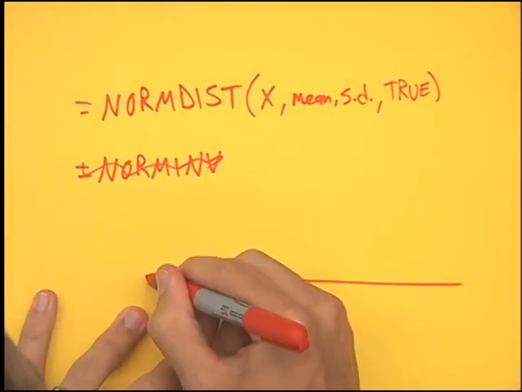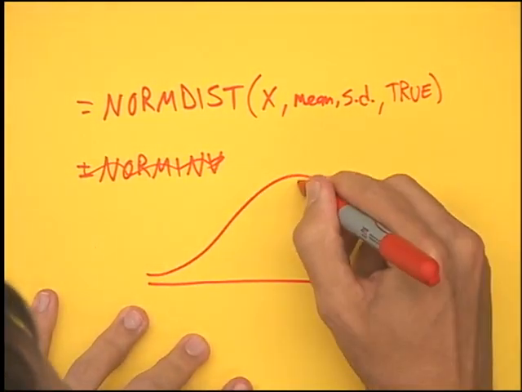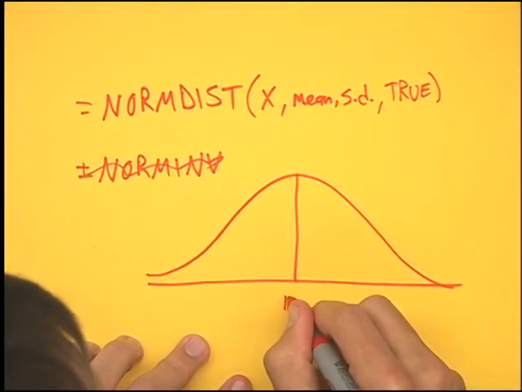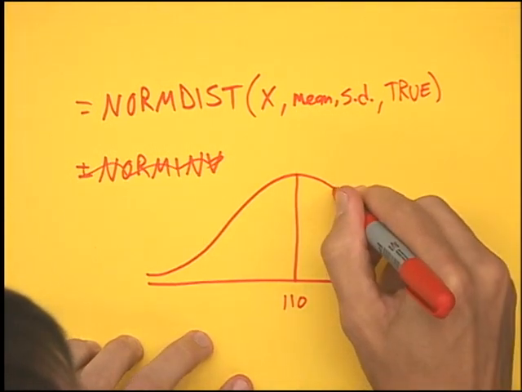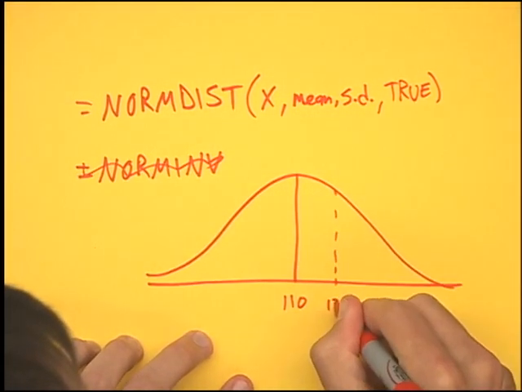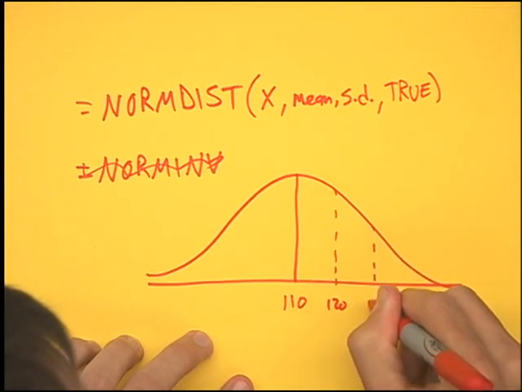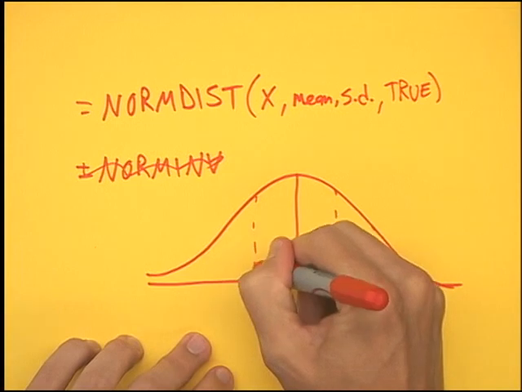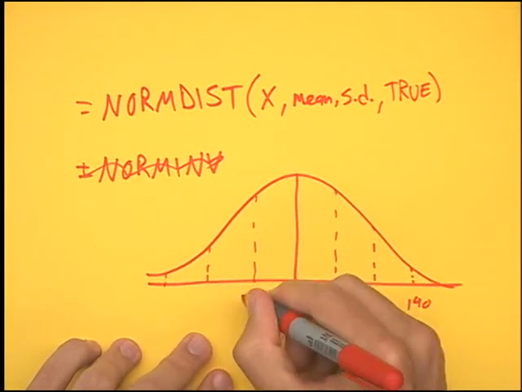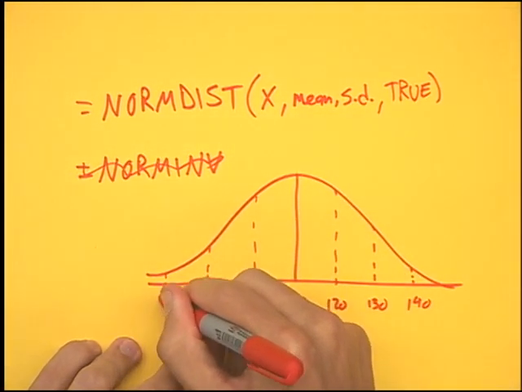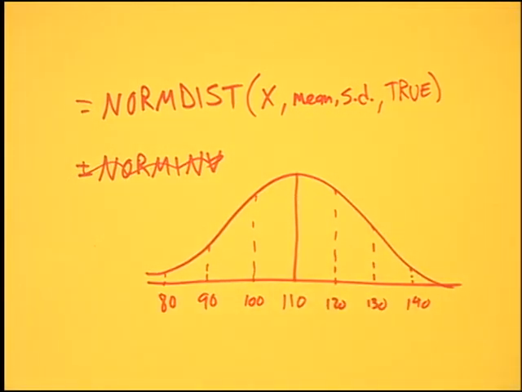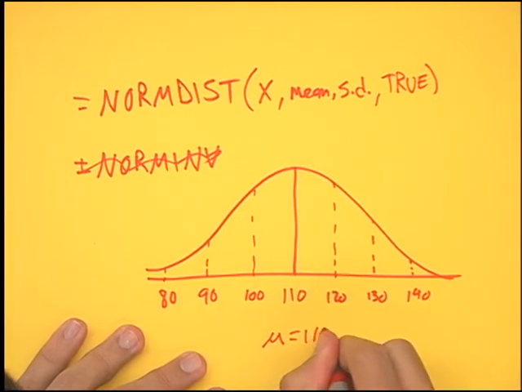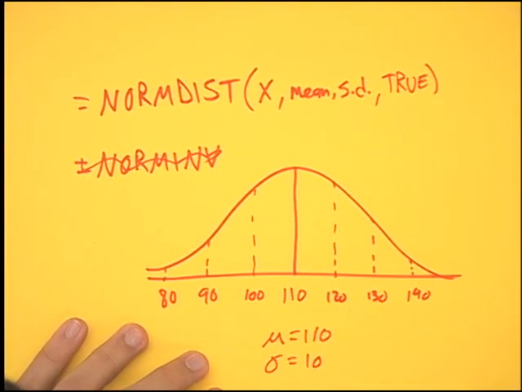For NORM.DIST, let's say I've got this normal distribution with mean 110 and the standard deviation is 10. So let me draw this really quickly. We go out 3 standard deviations to the right. This will show most of the curve. And now we go down this way. The first thing I do is I draw my normal curve. It's mean 110, standard deviation equals 10.